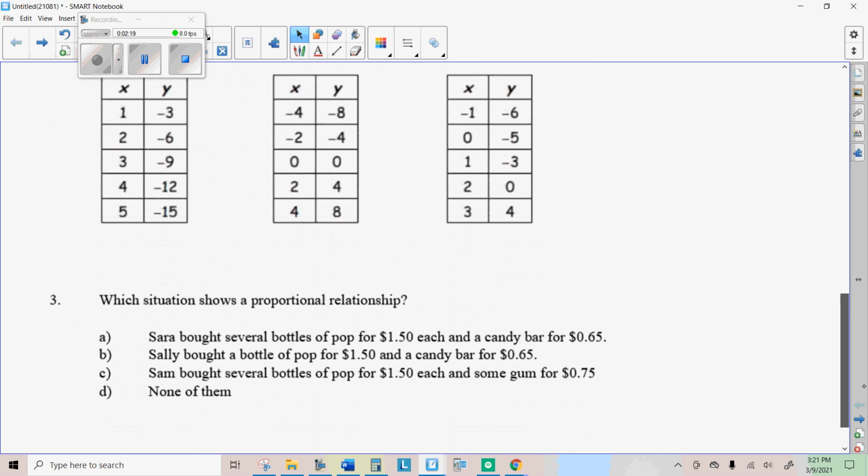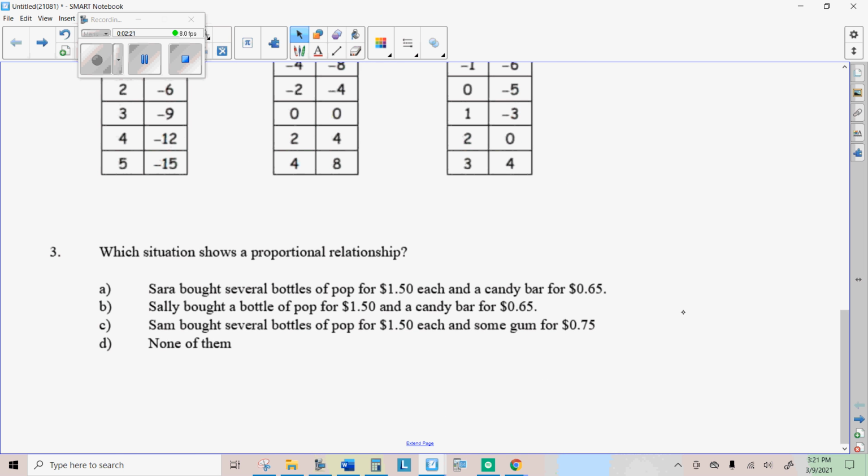All right. Number 3 asks, which situation is proportional? Sarah bought several bottles of pop for $1.50 each. I'm just going to write this in equations since we already know what equations look like. It's $1.50 times the number of bottles of pop that you buy, because we don't know how many she did, plus what she spent on the candy bar. Whenever you have an extra thing added on like that, that's not proportional. So let's go ahead and cross that one out.